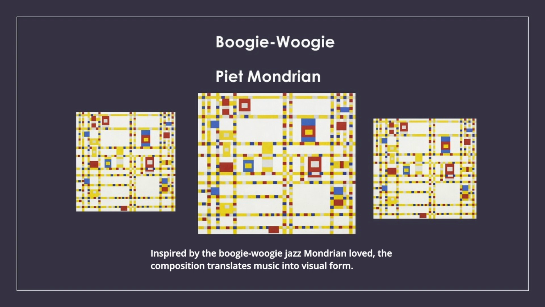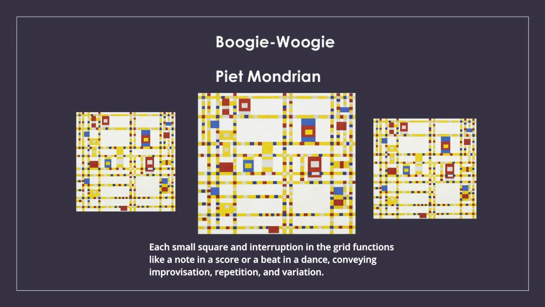The painting's structure evokes both a musical and a spatial logic. Inspired by the boogie-woogie jazz Mondrian loved, the composition translates music into visual form. The eye is drawn across the canvas in a rhythmic pattern, much like the foot-tapping tempo of boogie-woogie piano. Each small square and interruption in the grid functions like a note in a score or a beat in a dance, conveying improvisation, repetition, and variation.